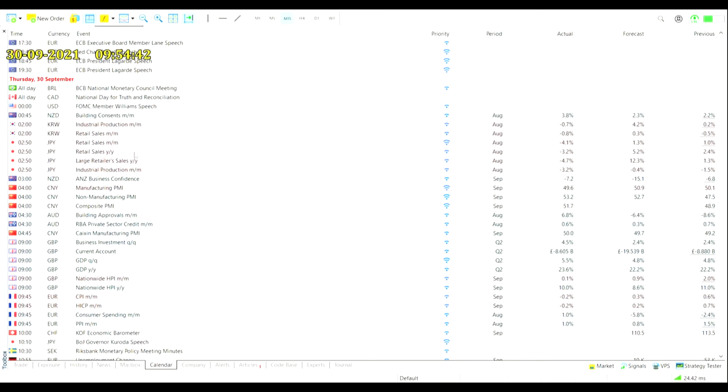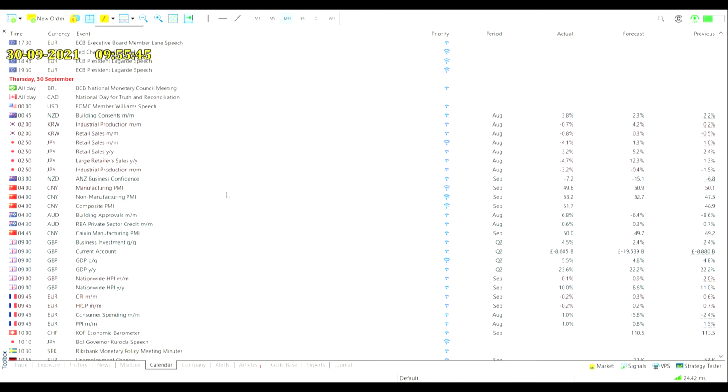What about numbers in the Asia session? Over in South Korea, retail sales month on month, negative 0.8 against a forecast of 0.3, dropping there. But not as badly as Japan. Month-on-month retail sales for them, negative 4.1 against a forecast of 1.3. So they missed the forecast by 5.4%. Big miss for them. New Zealand had building consents month-on-month coming at 3.8% versus 2.3% forecast. And the ANZ business confidence coming through, a minus 7.2 actual versus minus 15.1 forecast. So a couple beats for them.